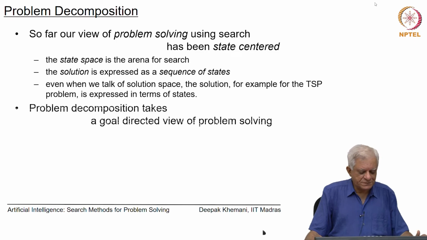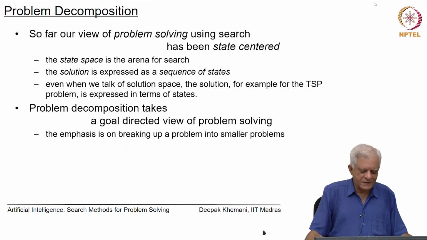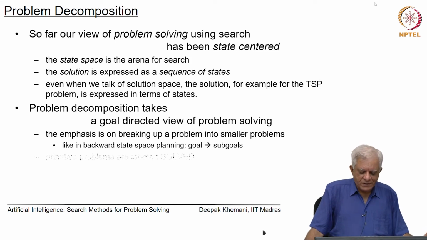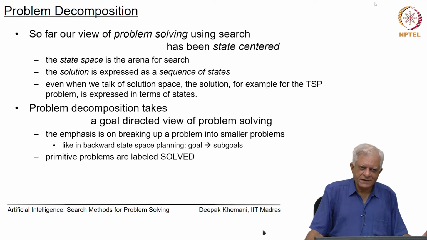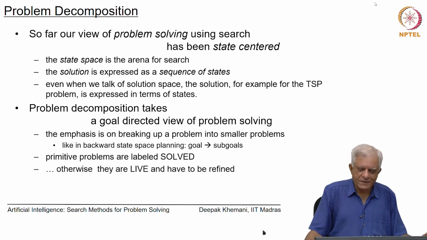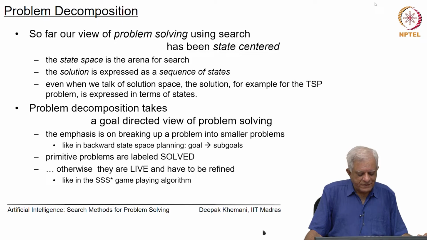Now, we are moving on to something which is a little bit different, which takes a goal directed view of problem solving. The emphasis is on breaking down a problem into smaller parts, a little bit like what we did when we looked at backward state space planning, where we regressed from a goal to sub goals. This approach has a similar flavor, that we are thinking in terms of the goal we want to achieve, and trying to also exploit the fact that problems have sub problems which can be solved independently.